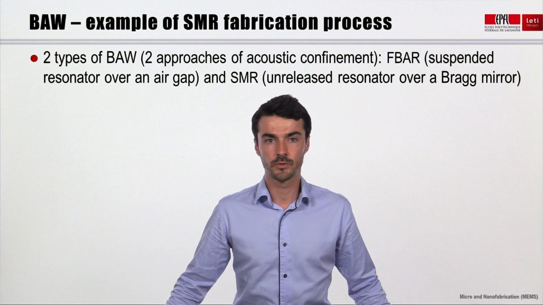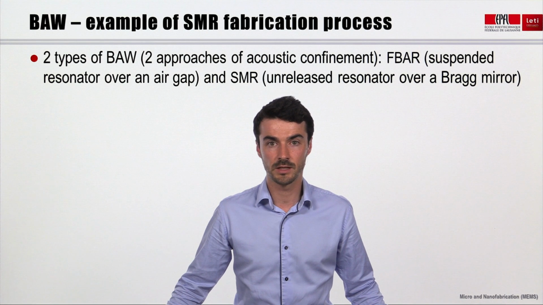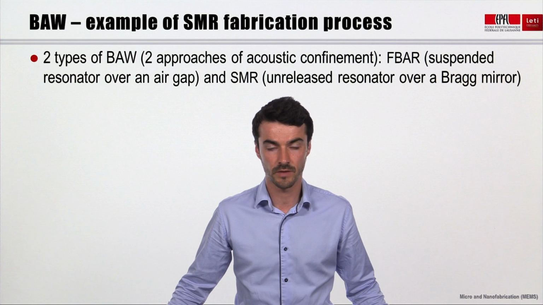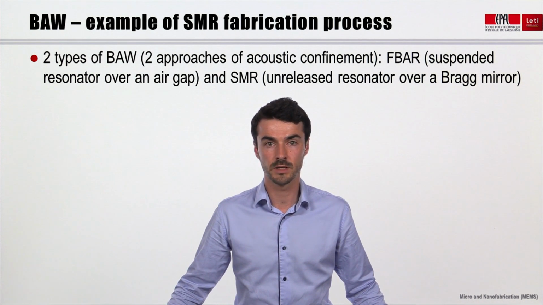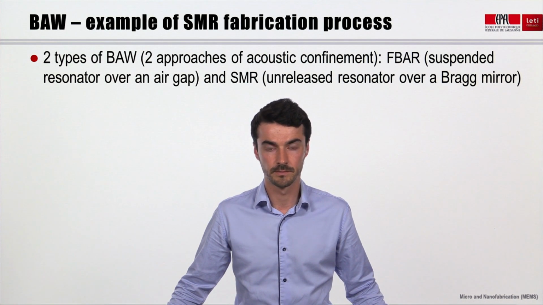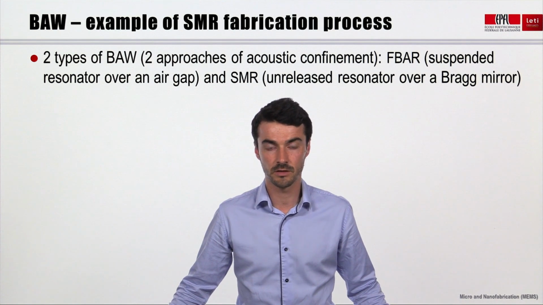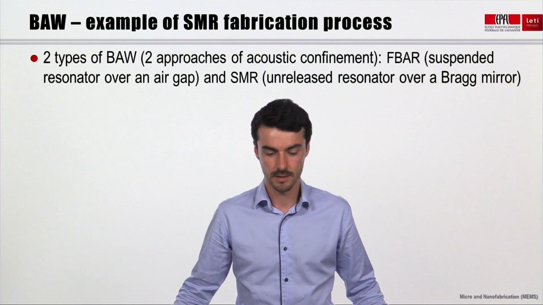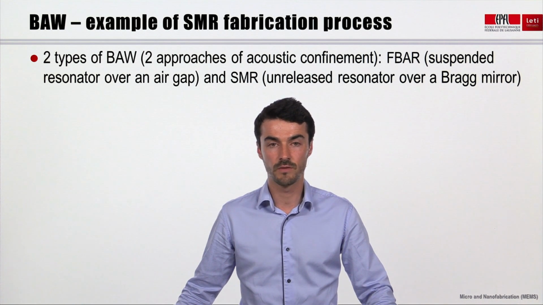Let's turn to the fabrication process of BAW. Let's first mention that there are two types of BAW due to the fact that there are two main approaches of acoustic wave confinement. So-called FBAR thin film bulk acoustic wave resonators are suspended resonators over an air gap. So-called SMR solidly mounted resonators consist in unreleased resonators, so I mean not suspended, located over a Bragg mirror that reflects back the waves. We'll focus on this type.